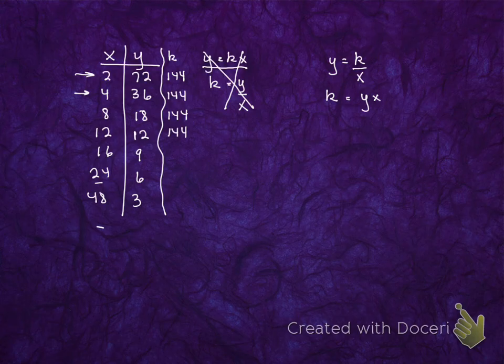16 times 9, 24 times 6, and 48 times 3. All of those are 144. That means that this is an example of an indirect variation. Okay? And now that we know what k is, we can go back and fill it into the indirect variation equation to get y is equal to 144 over x.